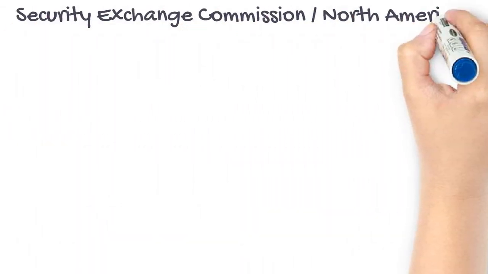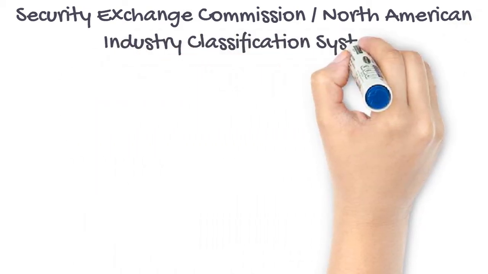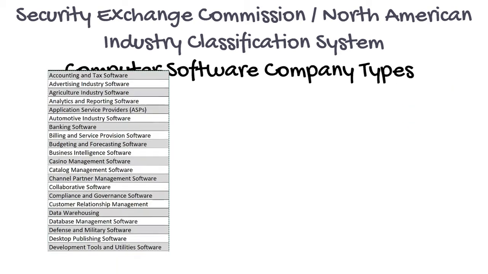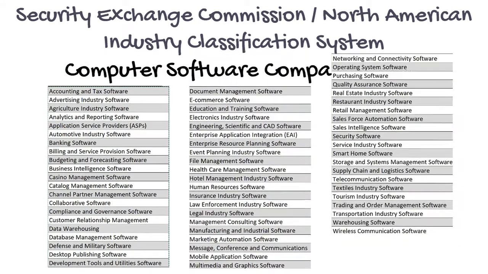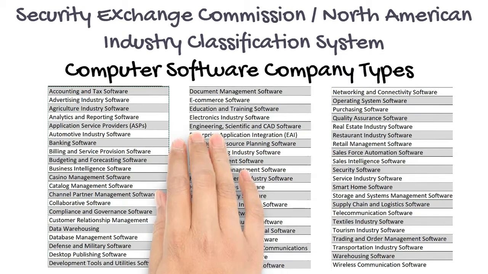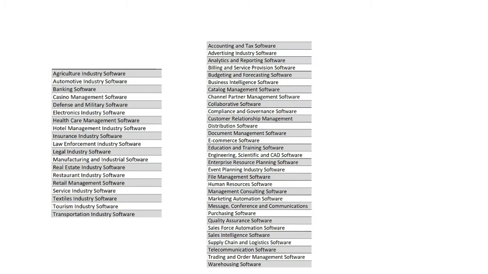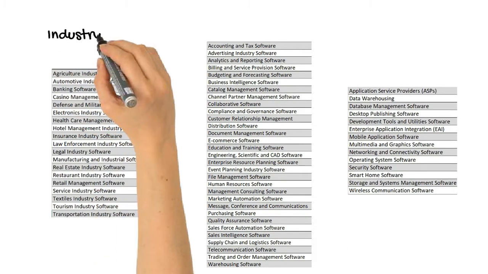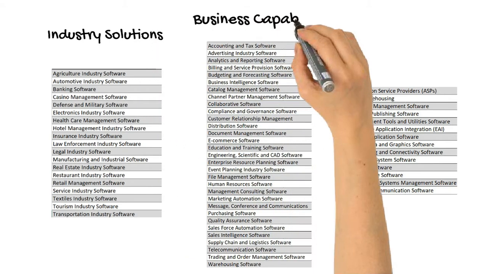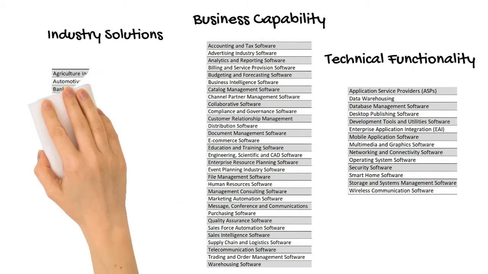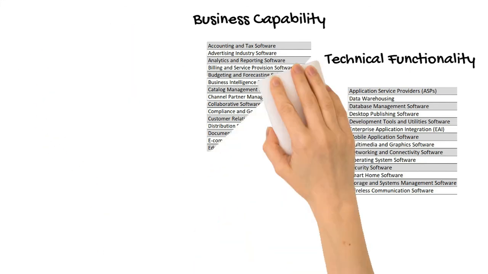Did you know that per the Security Exchange Commission and the North American Industry Classification System, that there are 64 types of computer software companies? These software company types then fall into the following three fundamental categories. All software companies focus on providing either industry solutions, business capabilities, or specific technical functionality. Let's take a closer look at each category to get more of a feel of these types of companies.